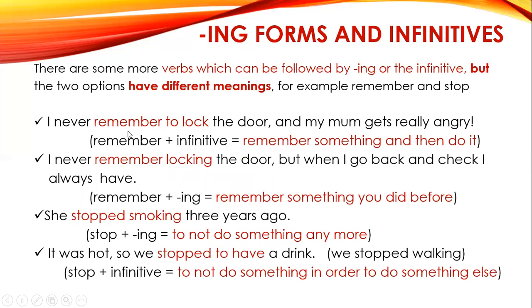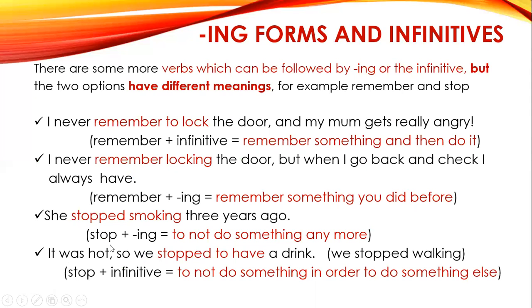For example, if you say, I remember to lock the door, and my mom gets really angry, in this case you use remember to lock, remember plus infinitive. But in this case, remember something and then do it. However, if you say, I remember locking the door, but when I go back, I check it, I always do, remember plus -ing form changes the meaning. And in this case, remember means something that you did before, okay?